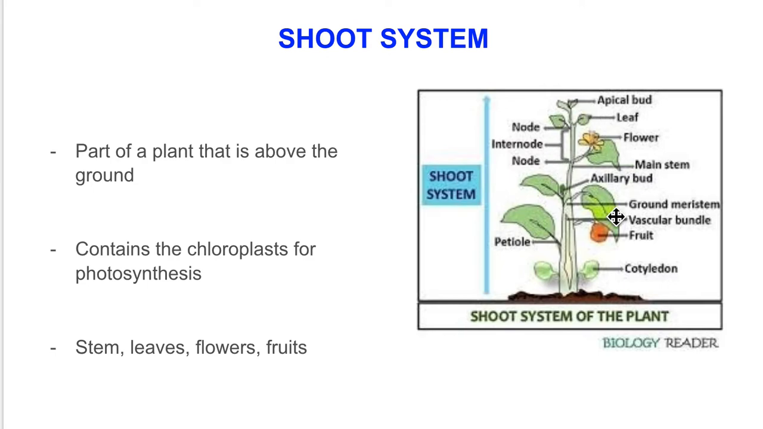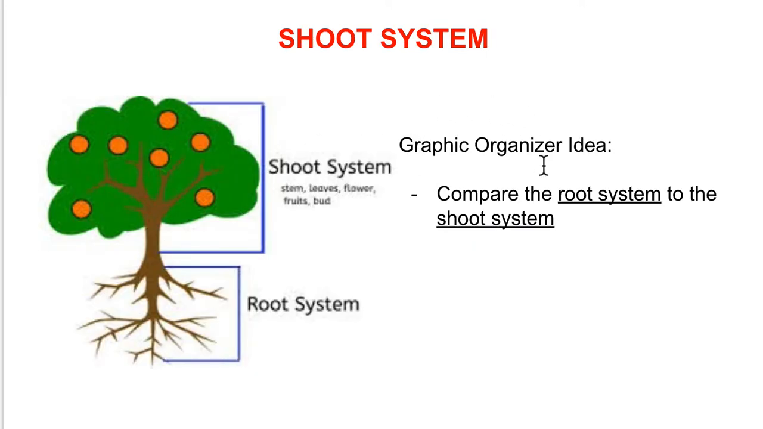Obviously, there's a lot of other parts of it, but just know the stem, the leaf, the flower, and the fruit. So anything above the ground is the shoot system, and think of it as it shoots out of the ground. Main thing that it does is it has the chloroplast to do photosynthesis. So the leaves are what actually do photosynthesis. So same graphic organizer, compare root and shoot system. So root system below the ground, shoot system above the ground.